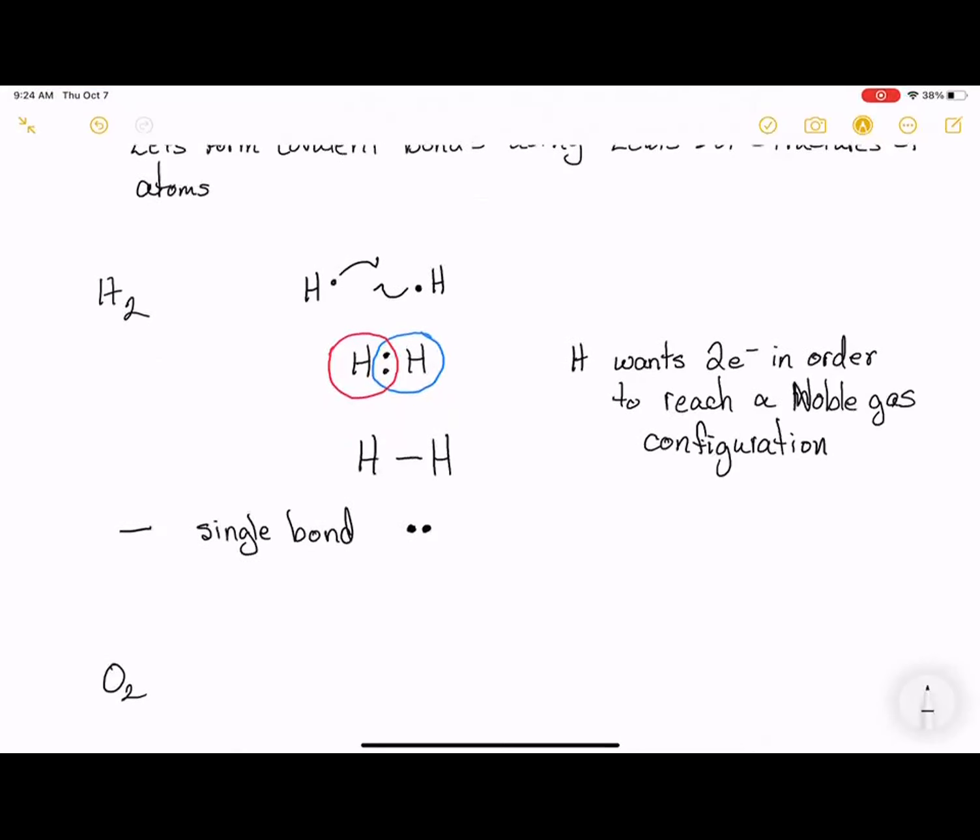Hydrogen is the only atom that will get two electrons. Everybody else, well, no, boron doesn't mind having only 6 electrons. So hydrogen gets 2, boron gets 6. Everybody else that is a non-metal or metalloid better have 8.